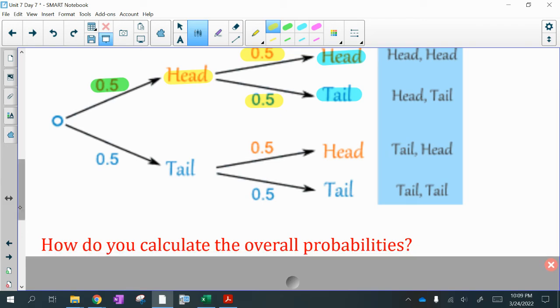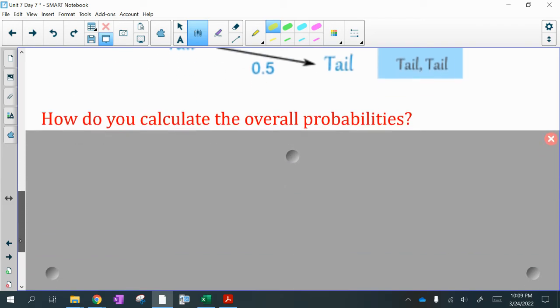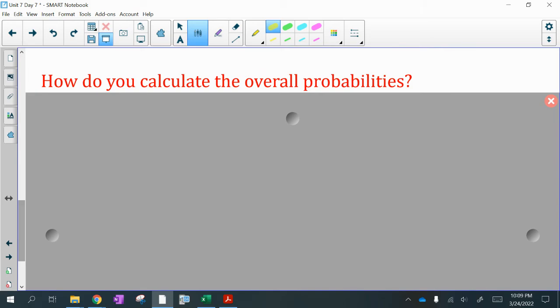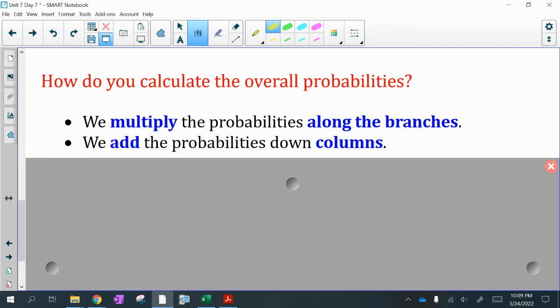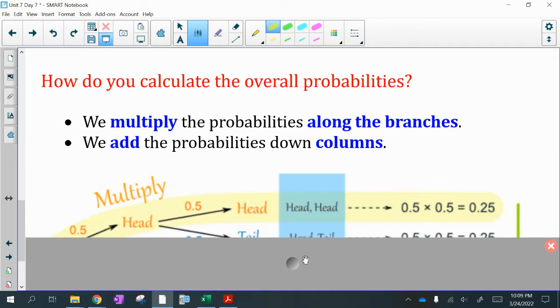Now, how do we actually calculate what the probabilities are going to be? Unlike having to use a formula, it's a little bit easier. Because we're doing things multiple times, we're going to be multiplying along the branches. Remember what we did with the independent and dependent events, that ended up being something where we multiply. Again, because we've got different events, we're going to multiply. And then we add the probabilities down in columns, and I'll explain what that means here.